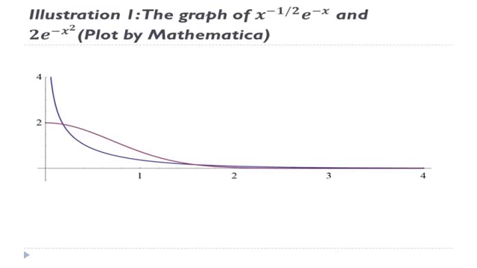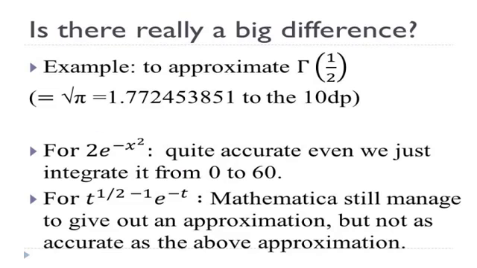This curve is the integrand of the traditional expression, and this is our expression. The traditional expression did diverge at 0. But is there really a big difference? So we try to approximate some known value, that is gamma 1 over 2 we have just come up with.